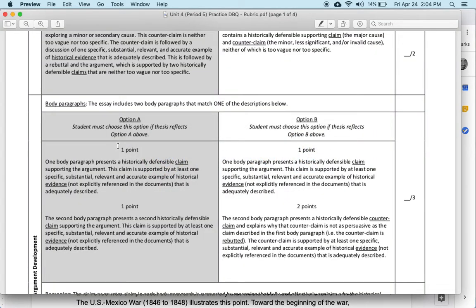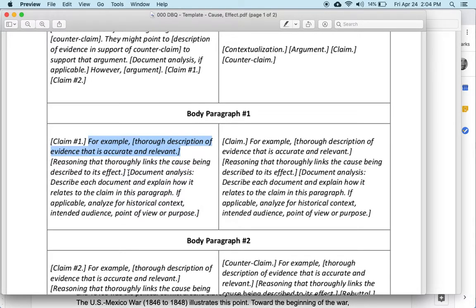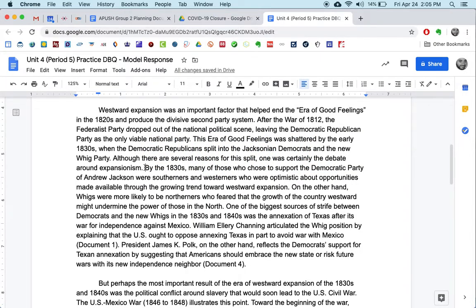And now I move on to the second part of the body paragraph, aside from the claim, which is just basically imported from the thesis, and the evidence, which is new, to the reasoning part. Here is where I have to show the connection between the piece of the claim that I'm making and the effect, which is disunity. I have to show how westward expansion and manifest destiny caused the disunity I'm arguing was the result of those things.